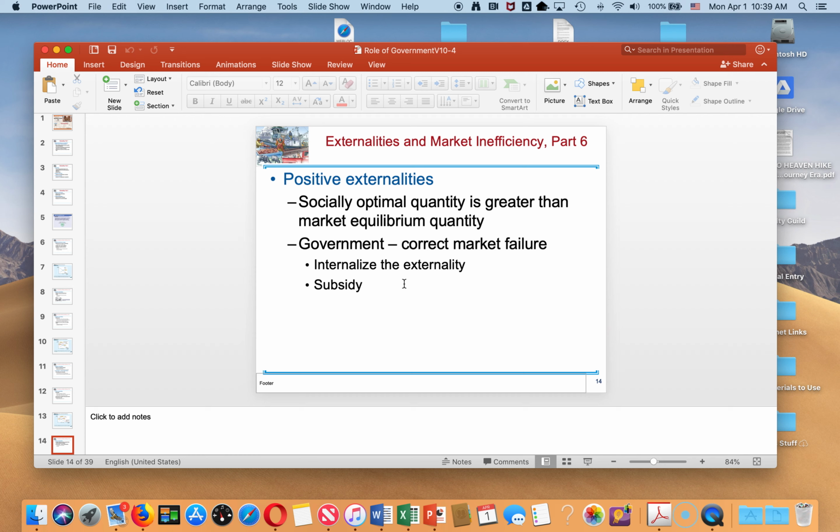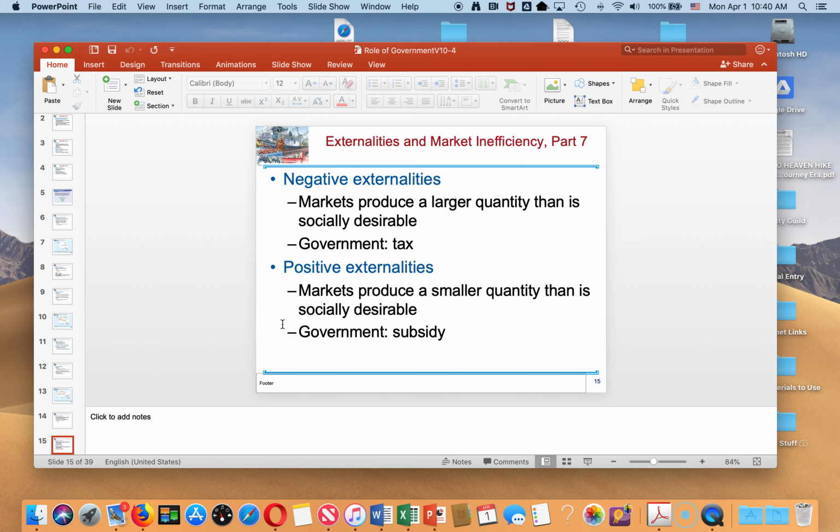If government is to intervene here, they're going to want to have people produce more of the positive externality. And so they may want to do a subsidy, whereas in the case of the negative, the optimal thing would be some sort of a tax. All right, let's see what our next slide is.